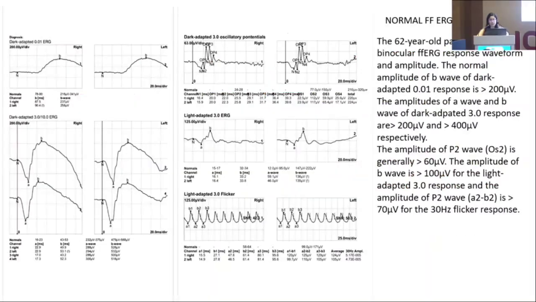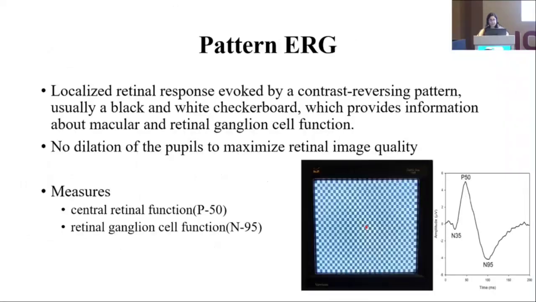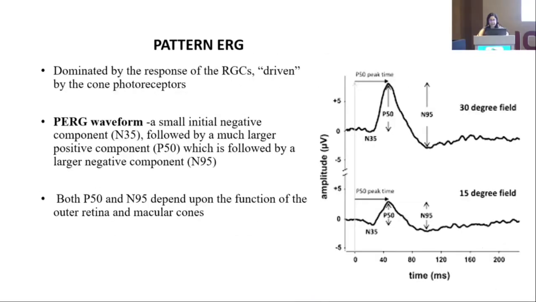This is a printout of full field ERG, the normal ERG, where the first 4 responses are dark adapted and the last 2 are light adapted. Pattern ERG is a localized retinal response evoked by a contrast reversing pattern. No dilation of pupils, to maximize the retinal image quality. It's dominated by the response of RGCs driven by cone photoreceptors.